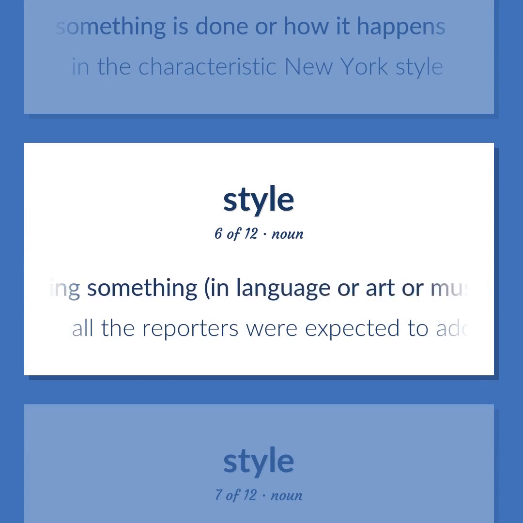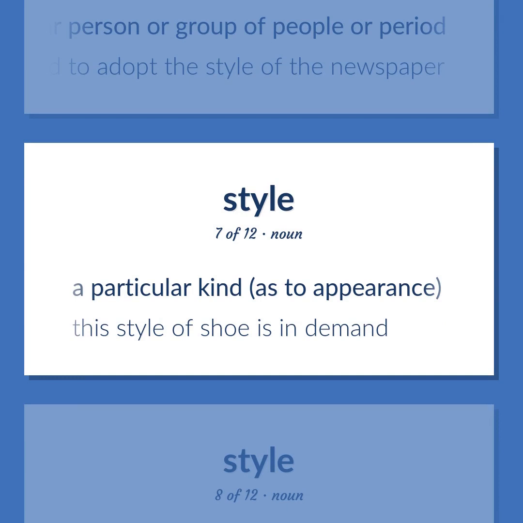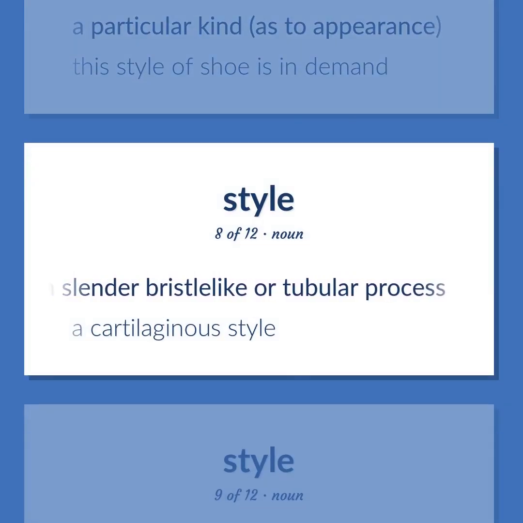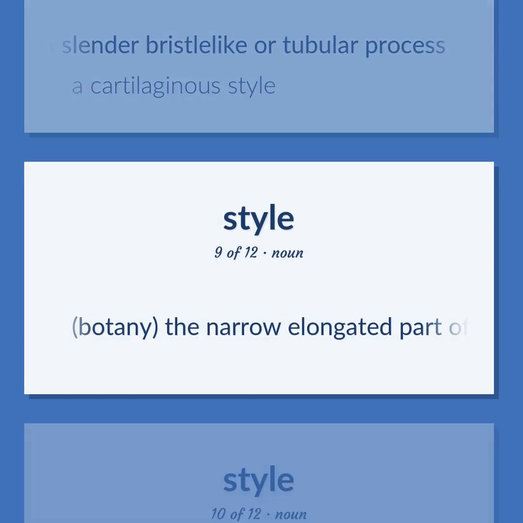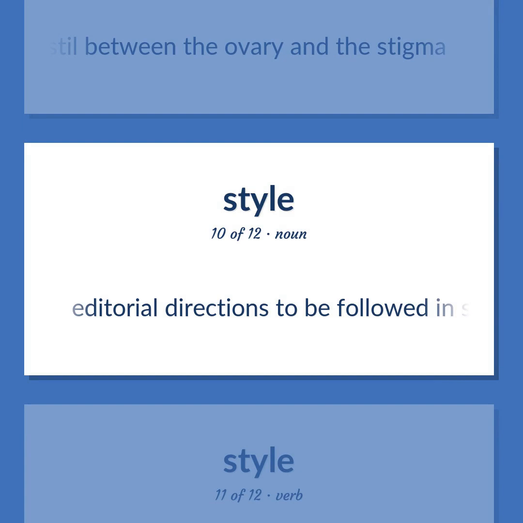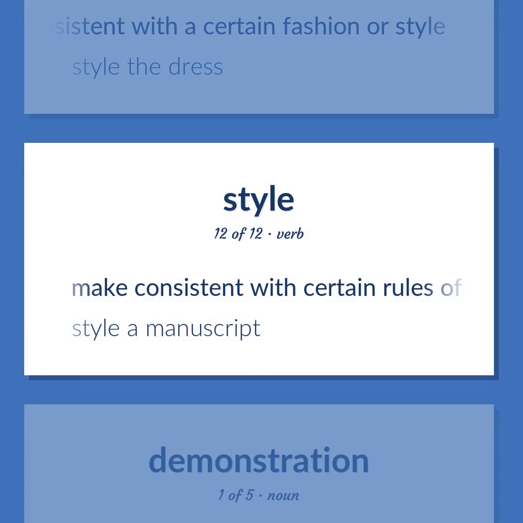A way of expressing something, in language or art or music etc., that is characteristic of a particular person or group of people or period. All the reporters were expected to adopt the style of the newspaper. A particular kind, as to appearance. This style of shoe is in demand. A slender bristle-like or tubular process. A cartilaginous style. Botany: the narrow elongated part of the pistil between the ovary and the stigma. Editorial directions to be followed in spelling and punctuation and capitalization and typographical display. Make consistent with a certain fashion or style. Style the dress. Make consistent with certain rules of style. Style a manuscript.